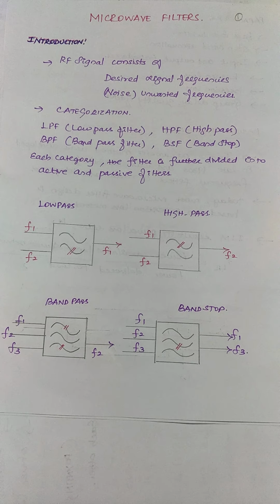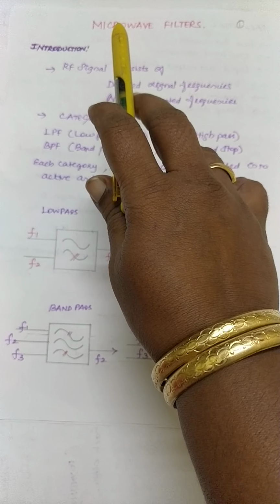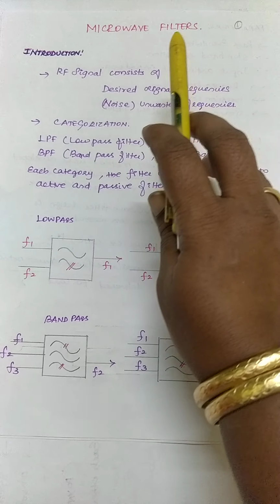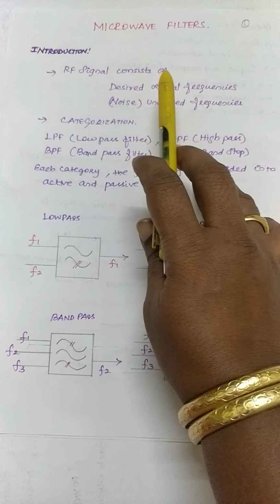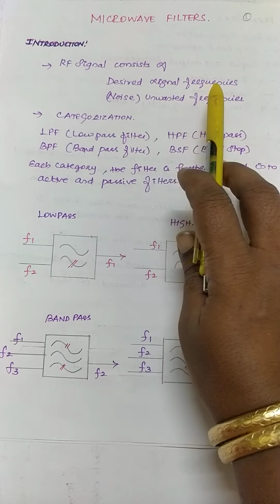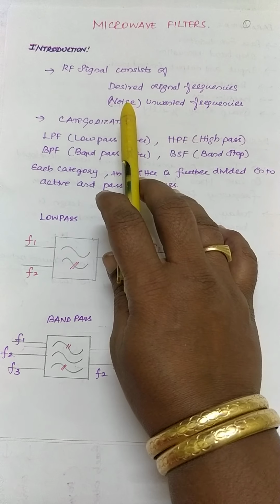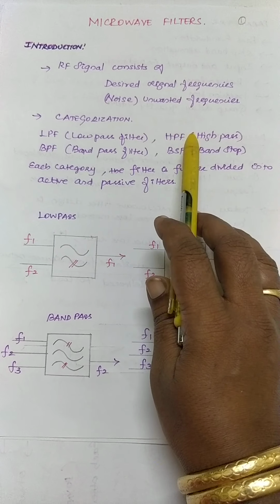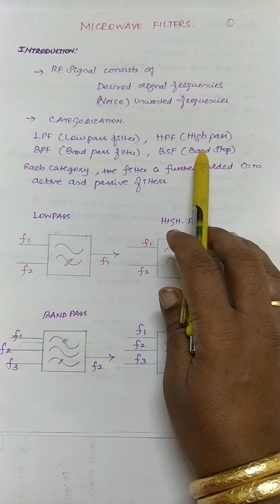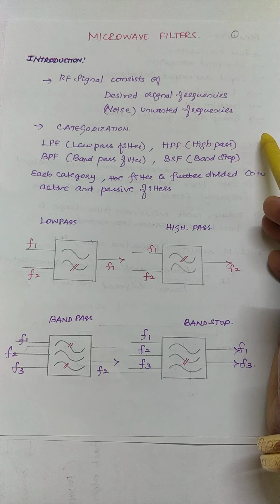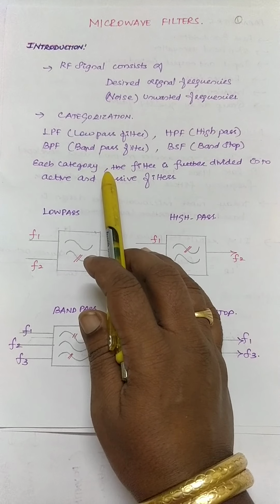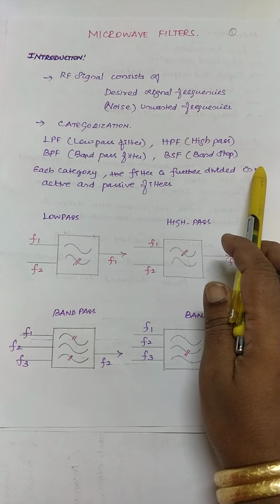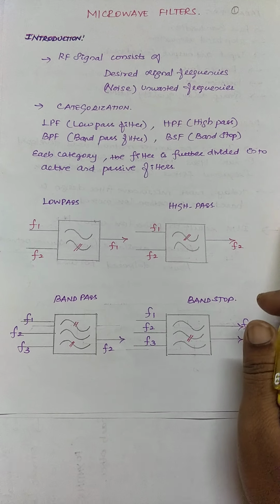Hello students, in the continuation topic, we will learn about microwave filters. As we know, an RF signal could consist of the desired signal frequencies and the unwanted frequencies called noise. How to categorize these filters? Low pass filter, high pass filter, band pass filter and band stop filter, which we have already come across so many times. However, in each category, the filter is further divided into active and passive filters.